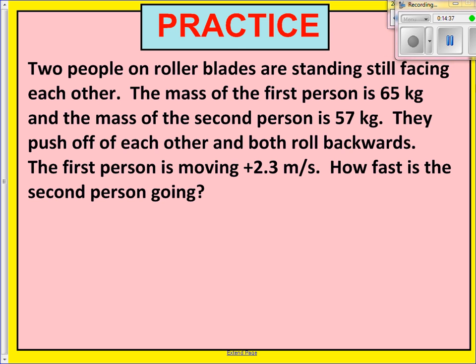Okay, first of all, what kind of collision is this? It's actually one of those special collisions. It's recoil, which is a special kind of inelastic collision. The second step is let's go ahead and draw a picture. These people are standing on rollerblades, and they're standing facing each other.